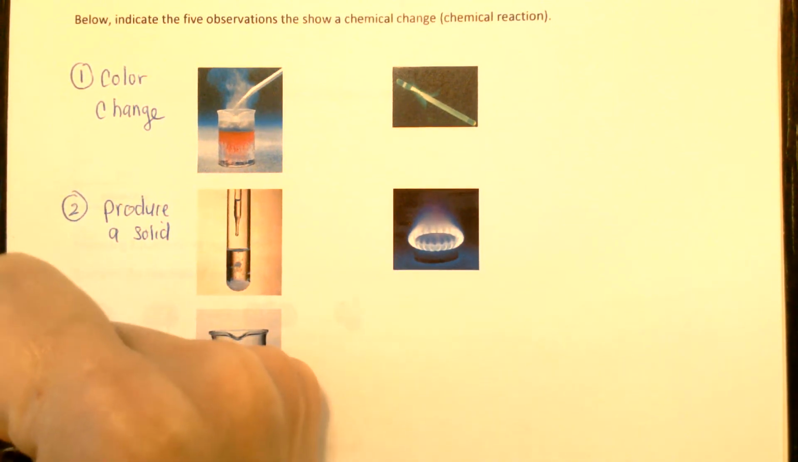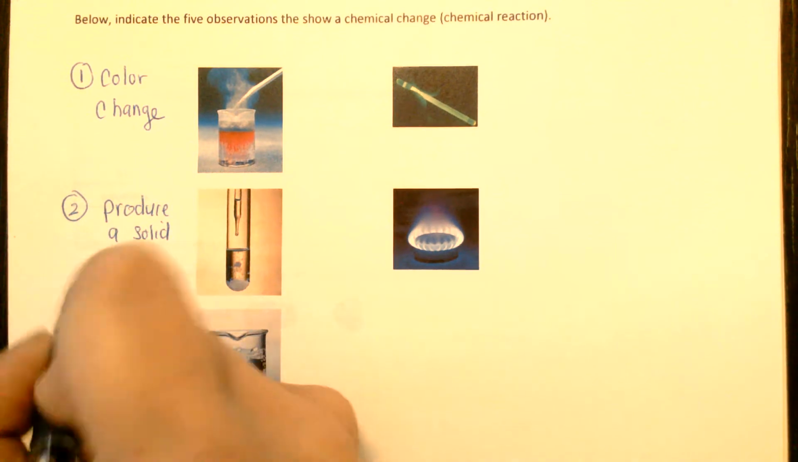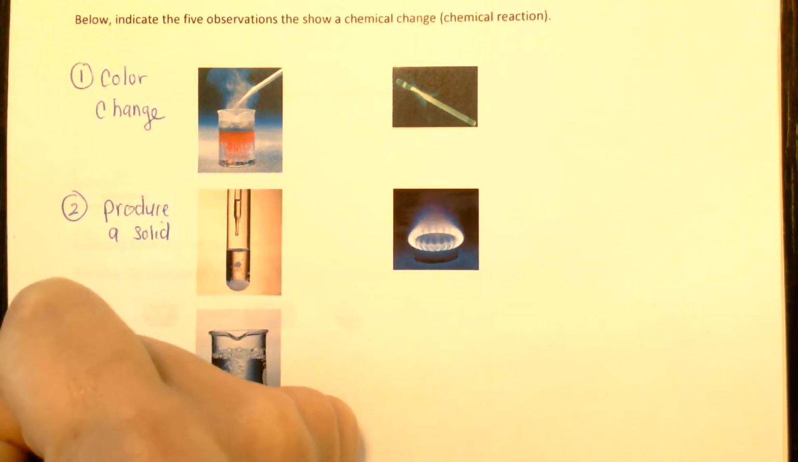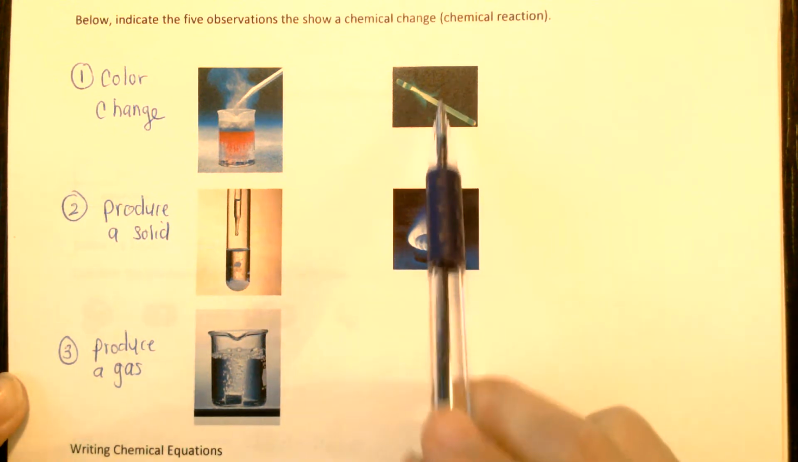Okay, number 3. For this one here, we have this liquid, and to it we added a piece that looks like a block of solid. And when we did that, we see all these bubbles being produced. So also we can produce a gas. The liquid and the solid come into contact with one another and we produce a gas.